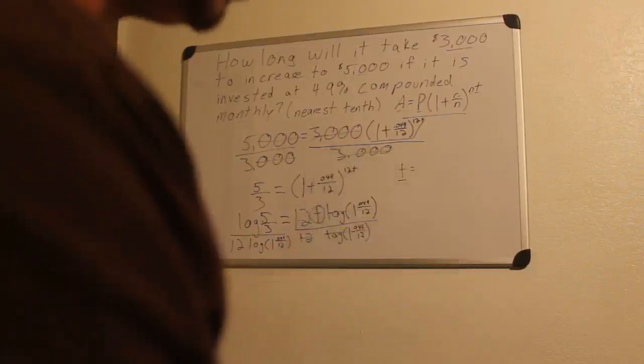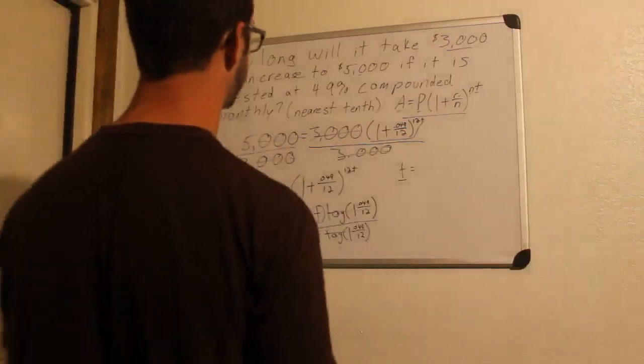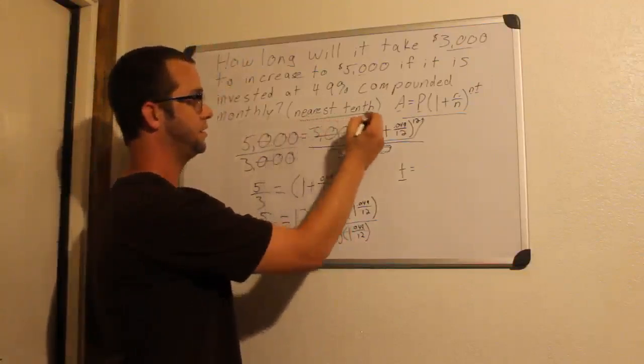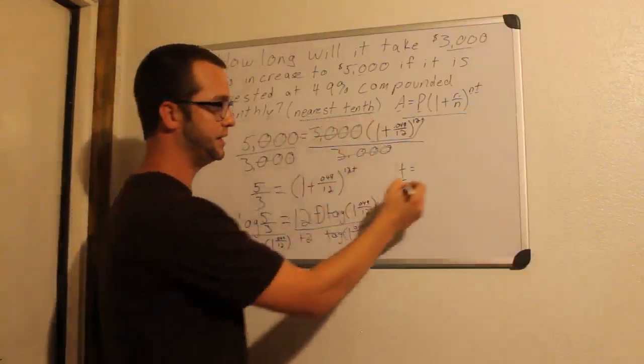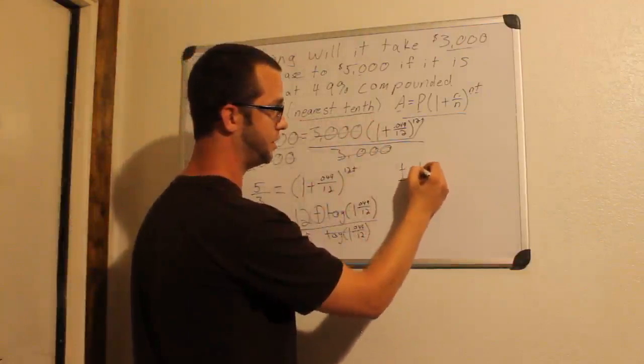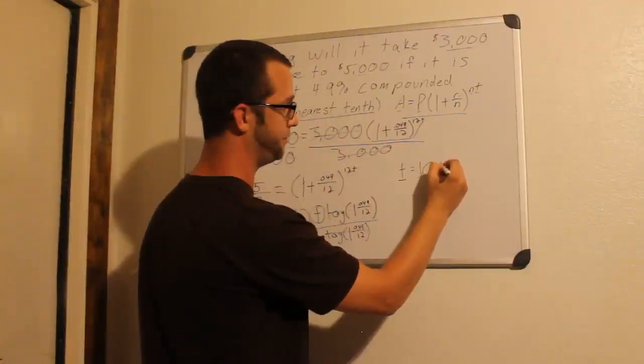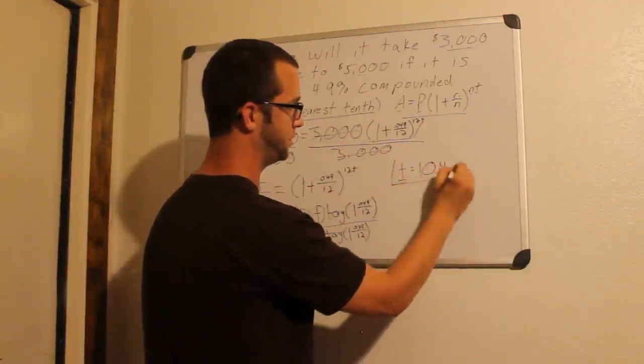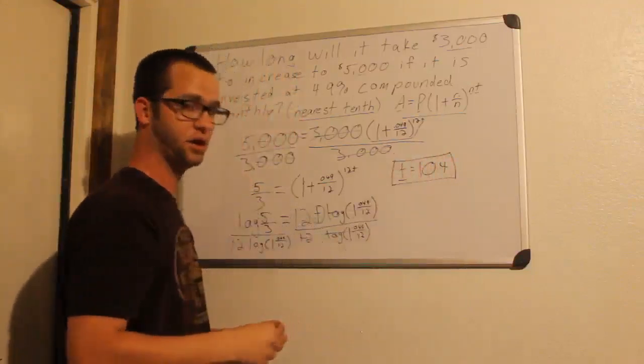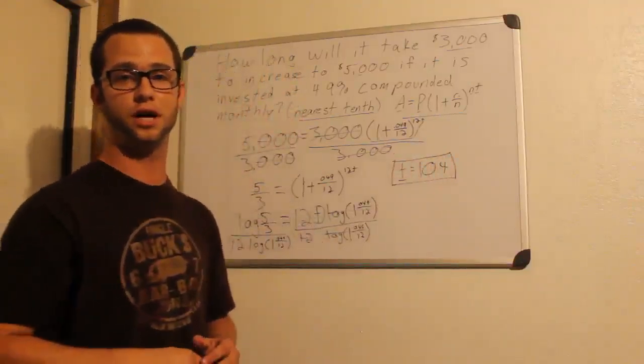And we get 10.44628268. Now this question in particular asks you to round to the nearest tenth. So in this case, it will take $3,000 10.4 years to increase to $5,000 at 4.9% compounded monthly.